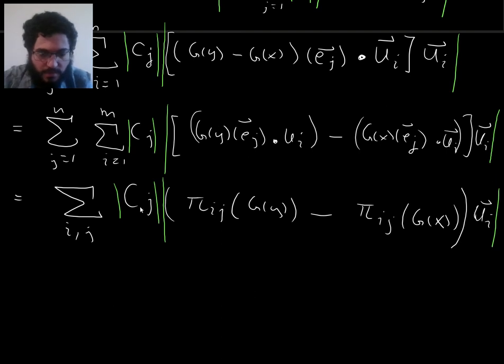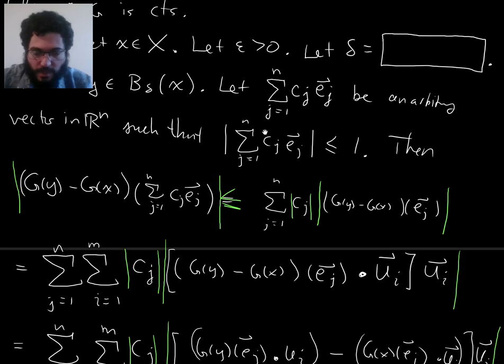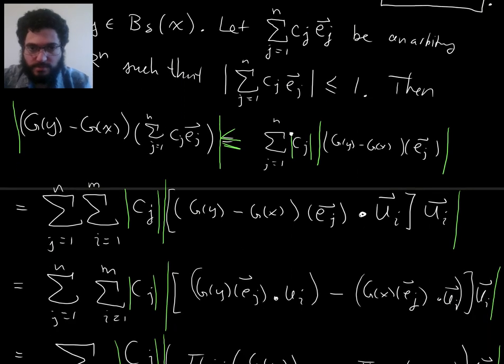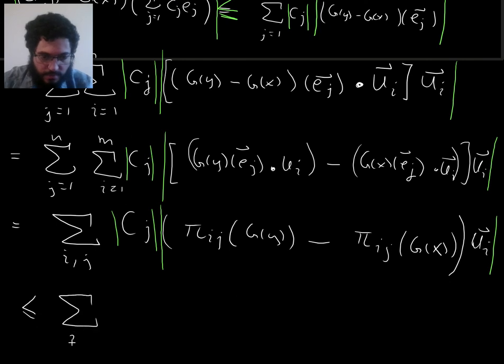And you know the norms of the CJs, so I don't have to worry too much about the CJs. The CJs are under control just because up here I'm considering an arbitrary vector of length at most 1. So the individual CJs are all in absolute value at most 1. So here I can say this is less than or equal to the sum over ij of just this part.